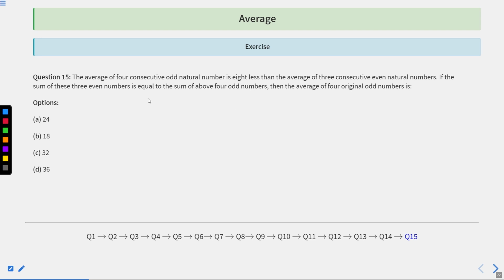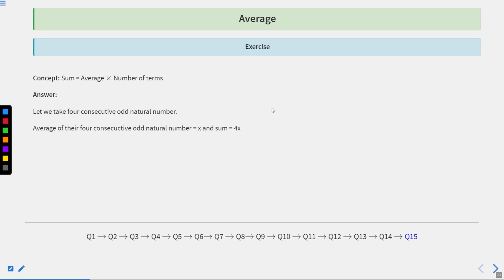So moving on to problem number 15. The average of four consecutive odd natural numbers is 8 less than the average of three consecutive even natural numbers. If the sum of these three even numbers is equal to the sum of the above four odd numbers, then the average of the four original odd numbers is. The concept that will be useful here is sum equals average times number of terms. So let us take four consecutive odd numbers. The average of the four consecutive odd natural numbers is x, and the sum equals 4x.